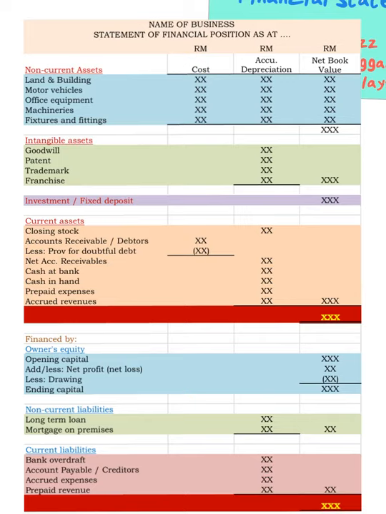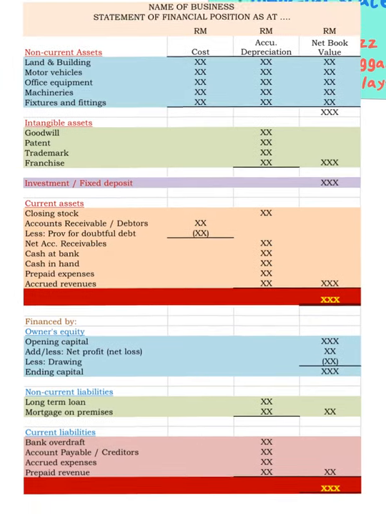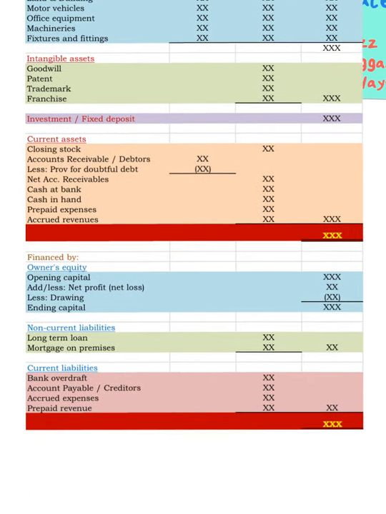Okay, so remember there are 4 types of asset: non-current asset, intangible asset, investment or fixed deposit, and also the current asset. And these are the items that I already highlighted in red. Okay, and then after that, we look at the last item, which is the financed by. Okay, so you can see this is financed by. Okay, the next one, the assets here is financed by owner's equity. Means that all the assets that we have looked at here, it has actually been financed by our owner's equity.